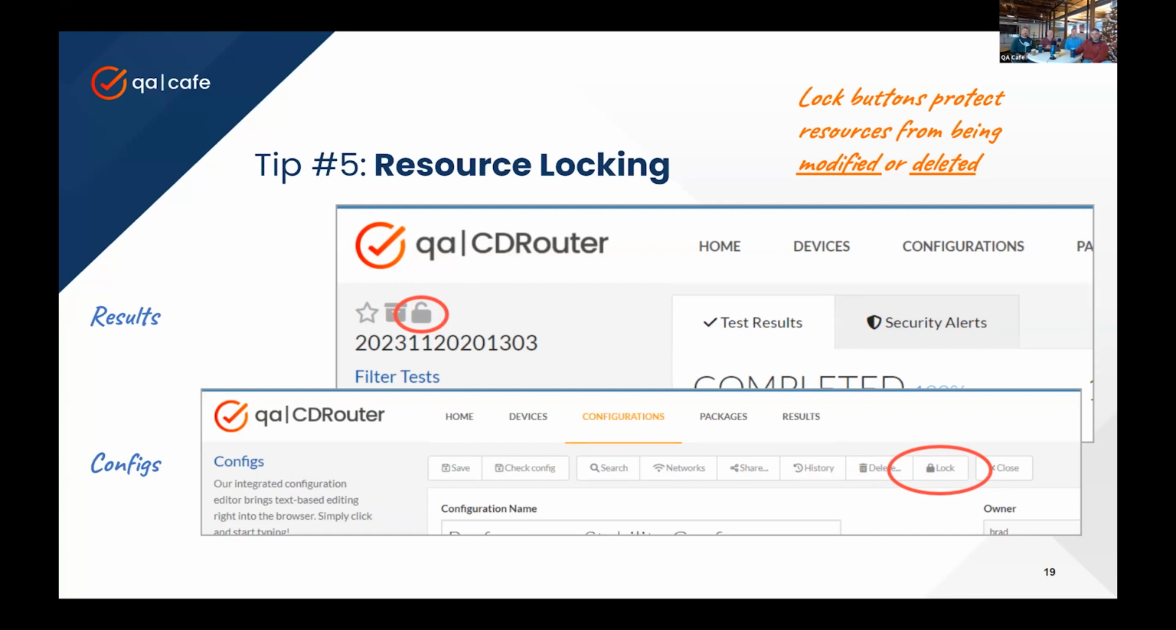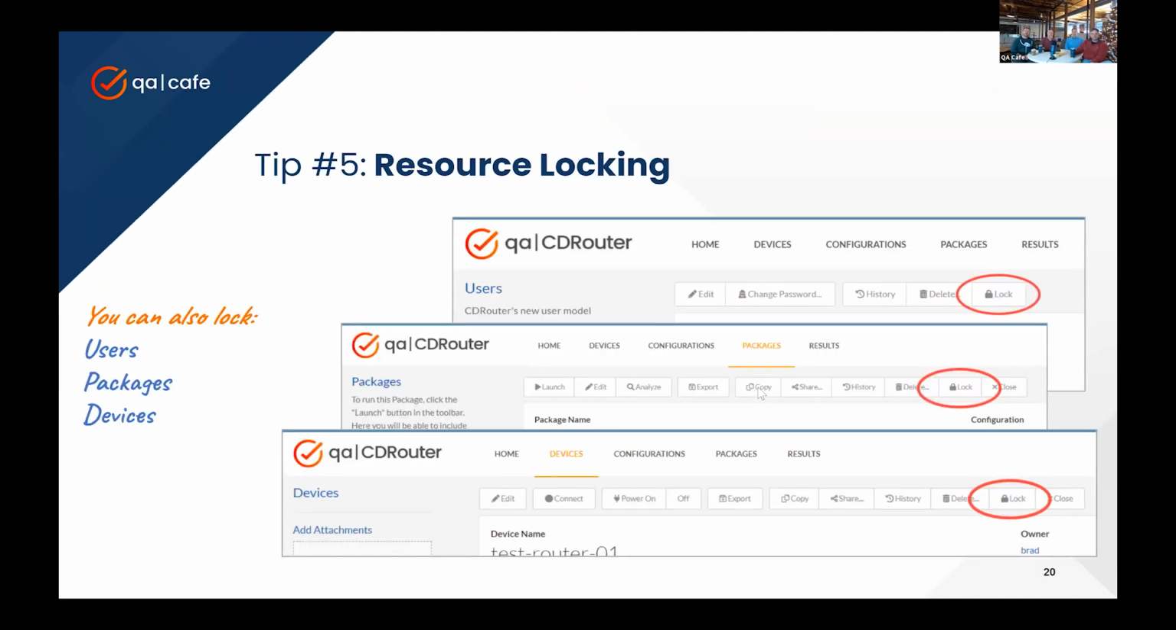So this feature allows you to lock any resource as a way to prevent people, or even yourself, from inadvertently deleting or modifying one of these resources. So if, for example, you were to select a whole set of results as part of a purge, or a bunch of configs with the checkboxes, with one of them locked, that would fail, and you wouldn't accidentally delete something that you meant to keep. So this is available for results, configs, users, packages, and devices. You can see it's in the main view of each of those.